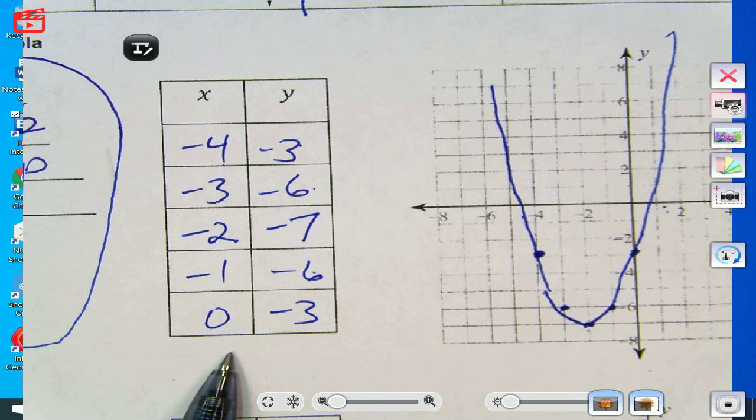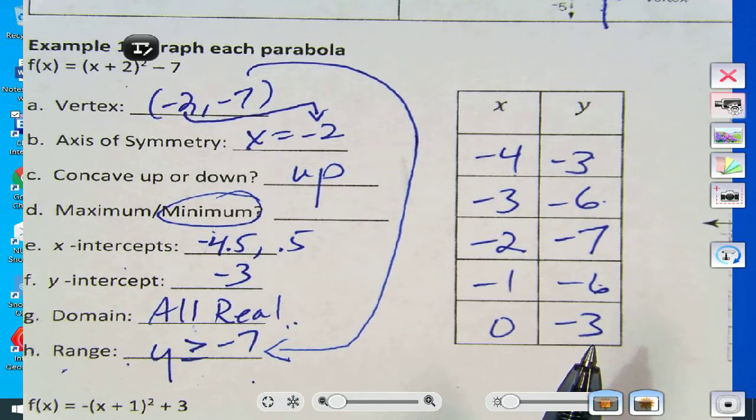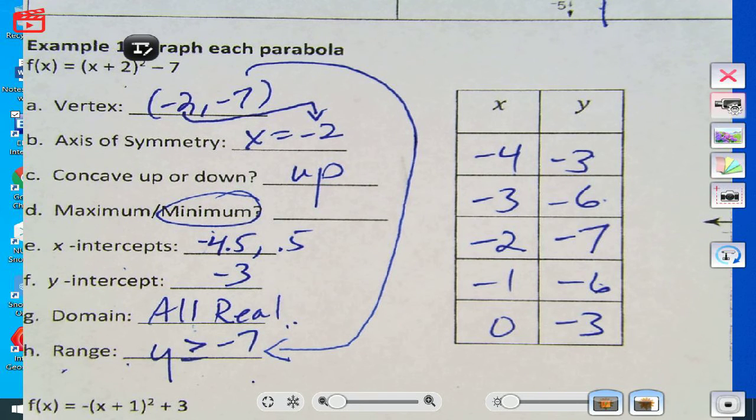All right, ready? If it's a minimum, you're going to put y is greater than or equal to, and it's always the y value. So the y value makes up the range. The x value makes up the axis of symmetry.